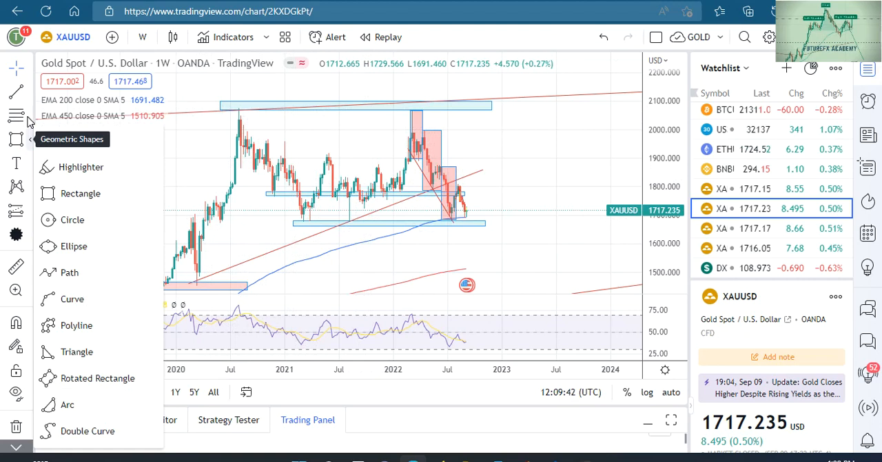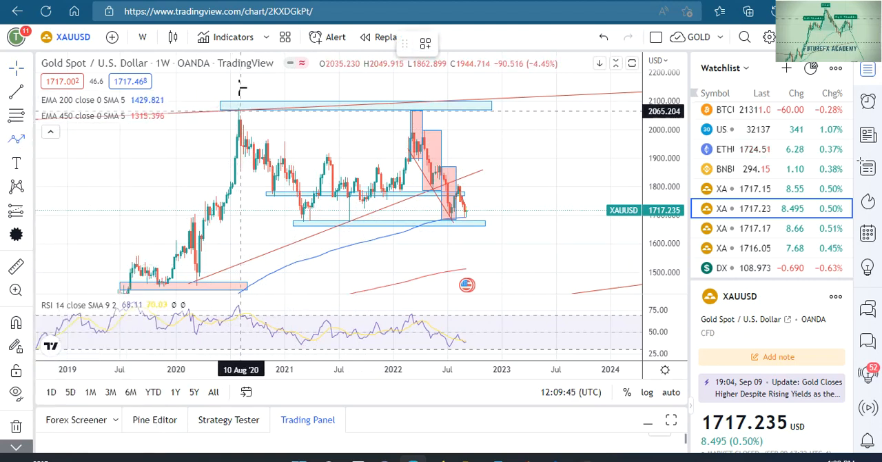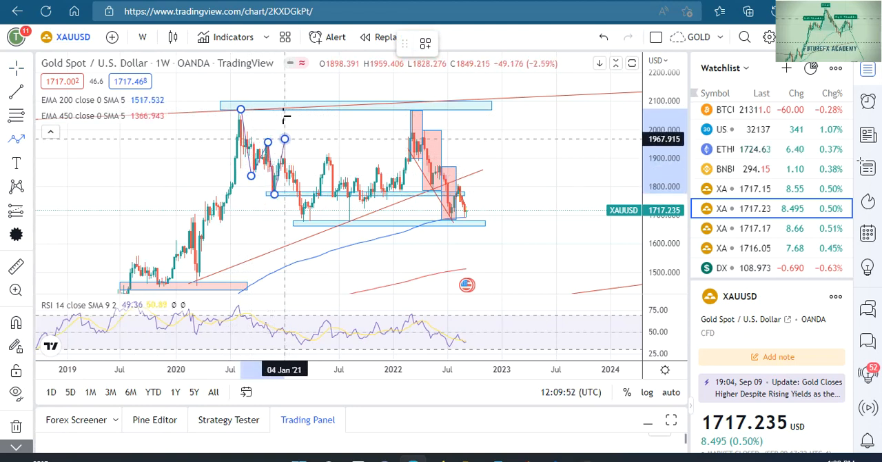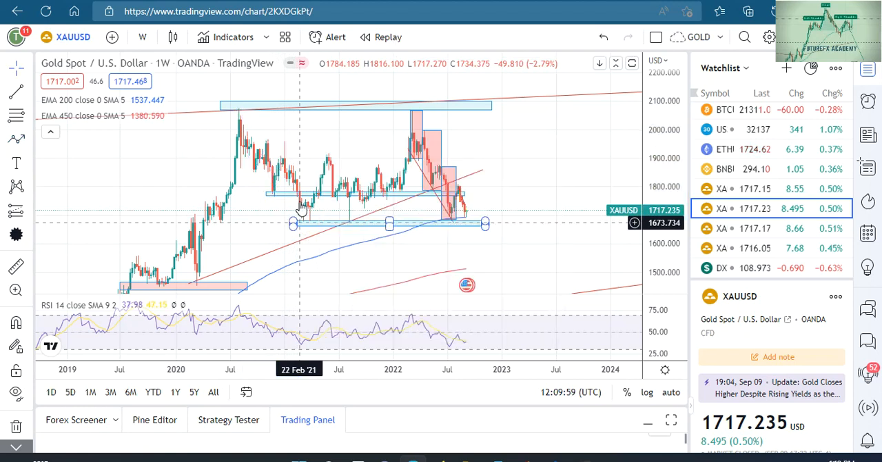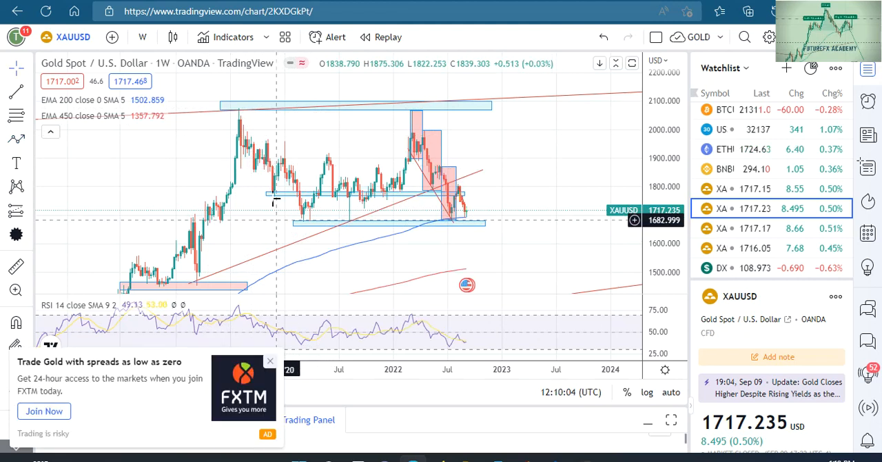levels around here. We have one, two, three, four, and five. So this is a complete three level. After the completion of this three level, it formed a lower low around here, and within this lower low, it formed a support.